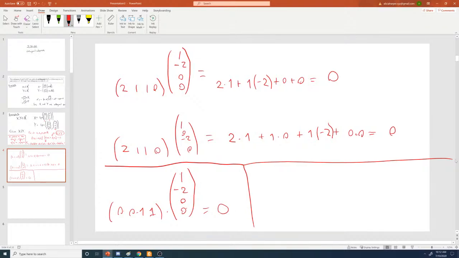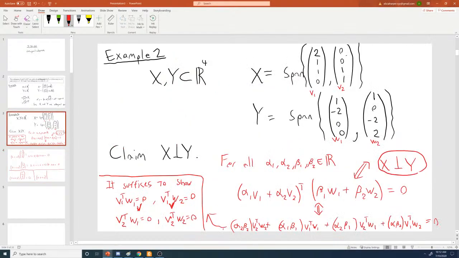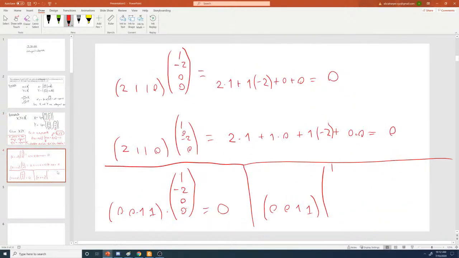And then we have to do one more, which is we have to look at (0, 0, 1, 1), and then we have to multiply it through by (1, 0, -2, 2). I was missing that up here, but it doesn't change anything. And when I do this computation, I'm going to get 0 plus 0 plus 1 times -2 plus 1 times 2, which of course is just 0.